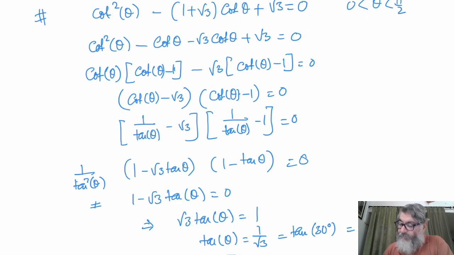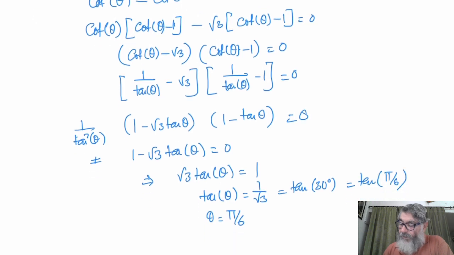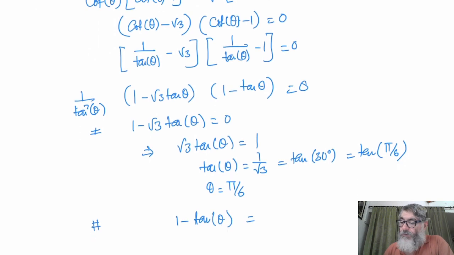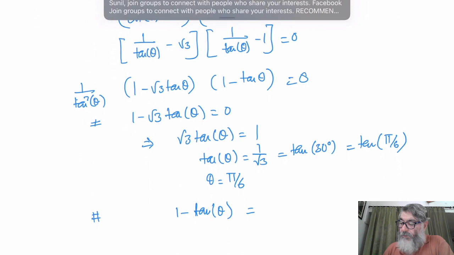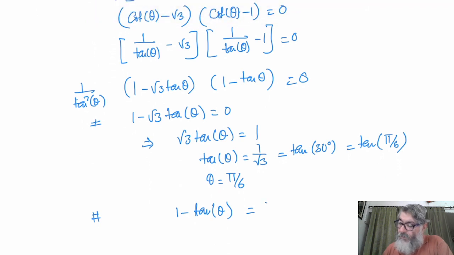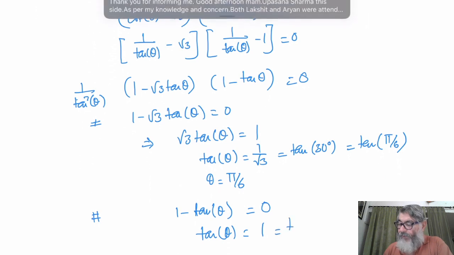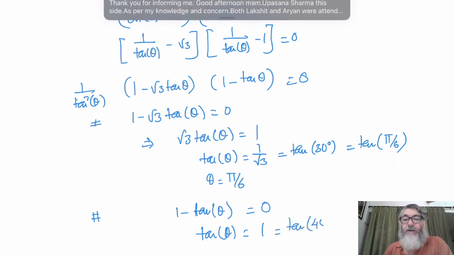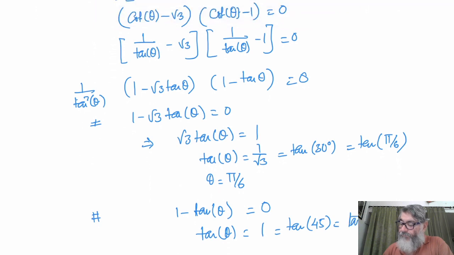Second case is 1 minus tan theta is equal to 0. You can see 1 minus tan theta is equal to 0. So tan theta will be equal to 1, or will be tan 45. Tan 45 means tan pi by 4. So theta will be pi by 4.